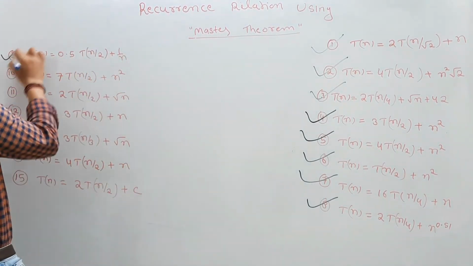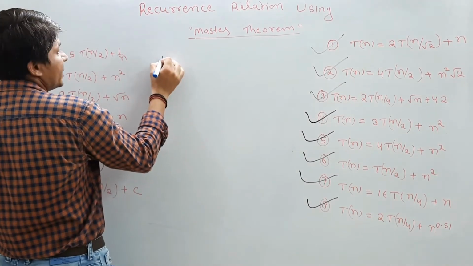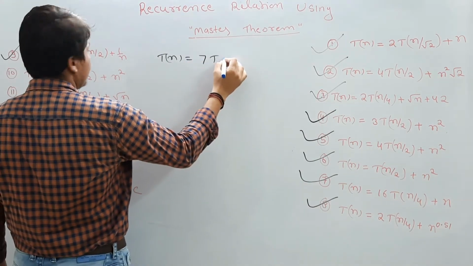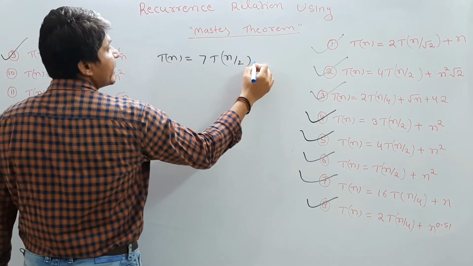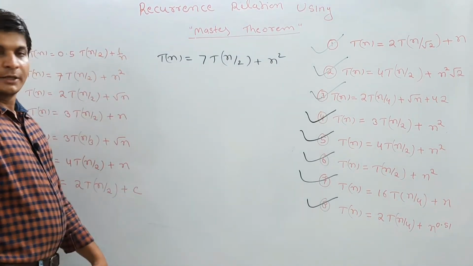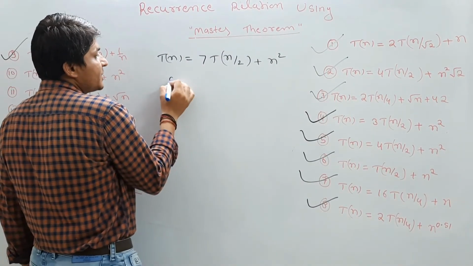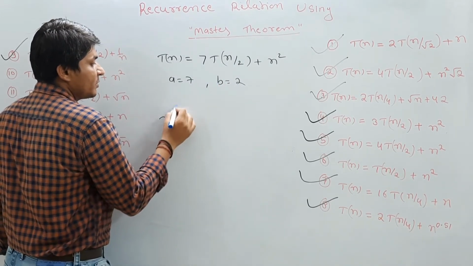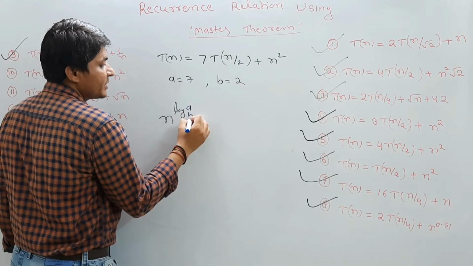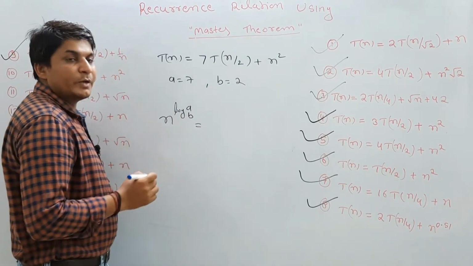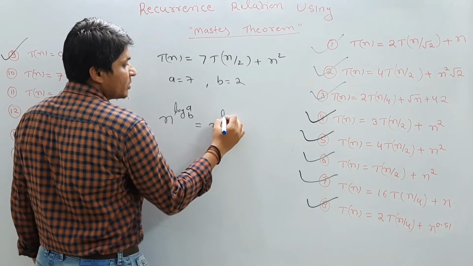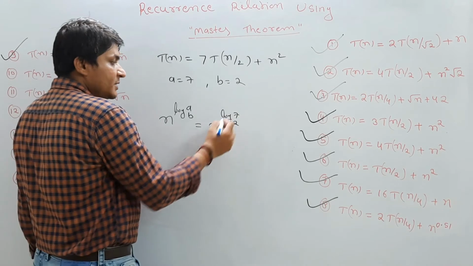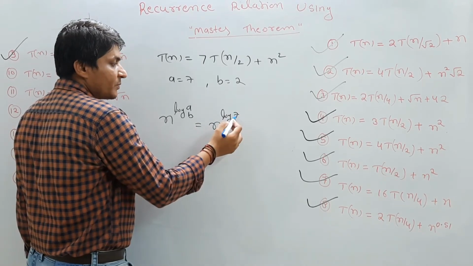So let me solve the next example. The next is T(n) = 7 T(n/2) + n square. Correct. Now if you simplify, a is what? 7 in this case, and b is what? 2. Now let us calculate n raised to power log a base b. If you substitute the value of a and b, it will become n raised to power log 7 base 2. Correct. Now if you calculate this value, it is going to be less than 3.